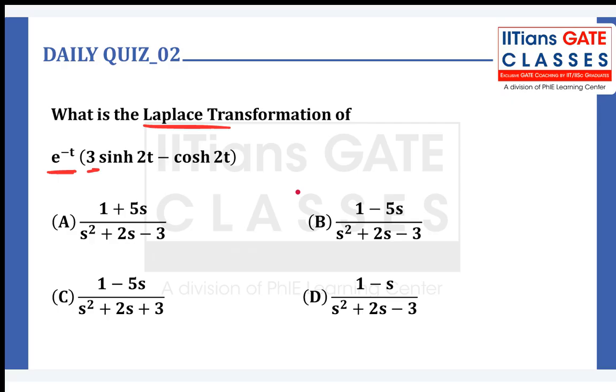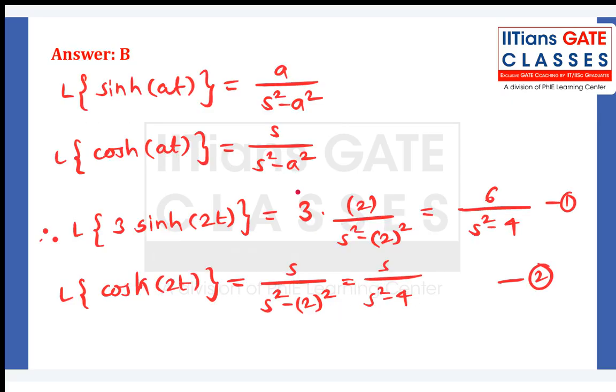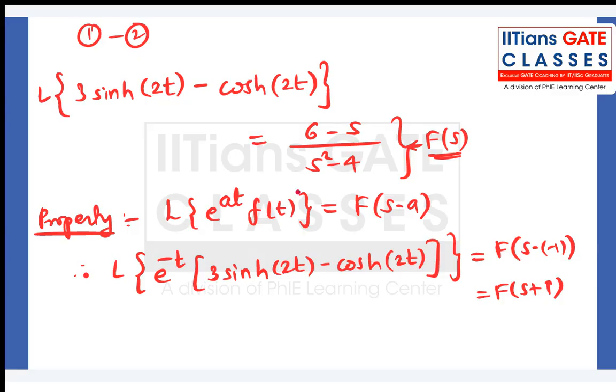Okay, let me just check 1 second. I mean, these are standard results, so yeah, it is correct only. Okay, so it is 6 minus s, and then if you multiply by e to the power at, it is shifting by s minus a, that is also correct. So here a is minus 1, so that becomes s plus 1.